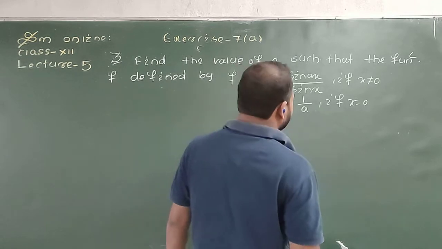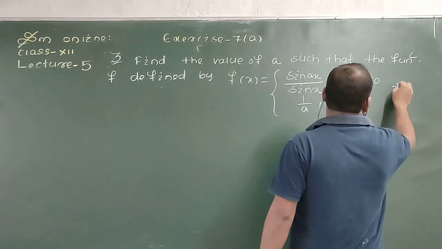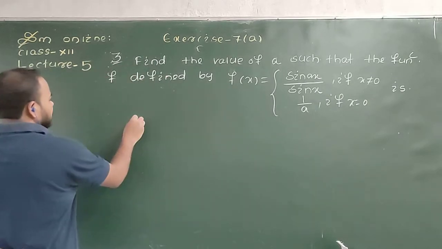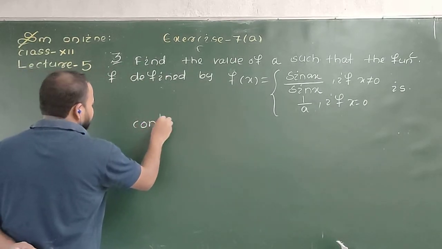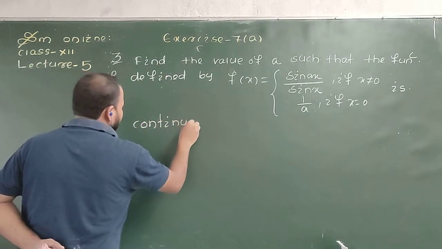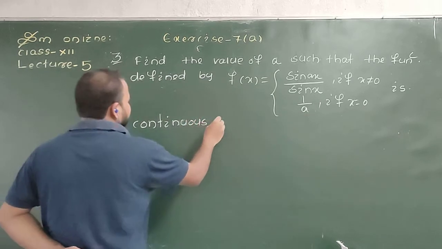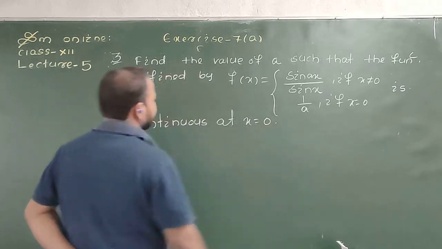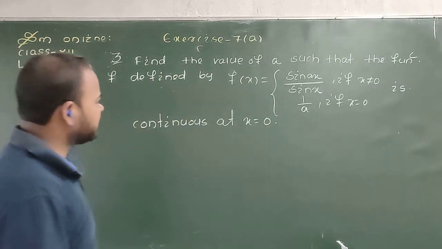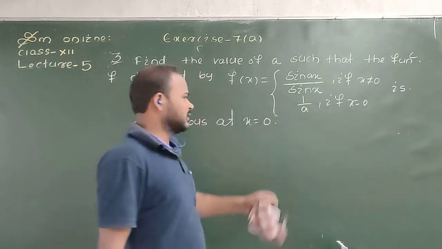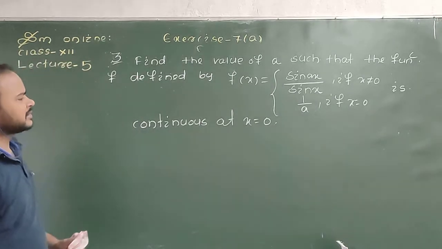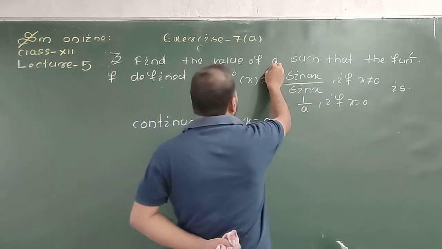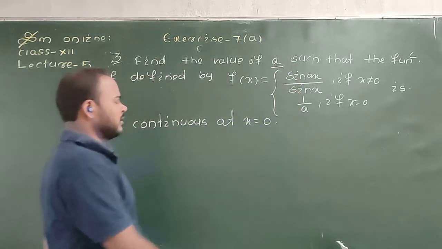is continuous at x equal to 0. That means the given function is continuous at x equal to 0, and we have to find out the value of a.